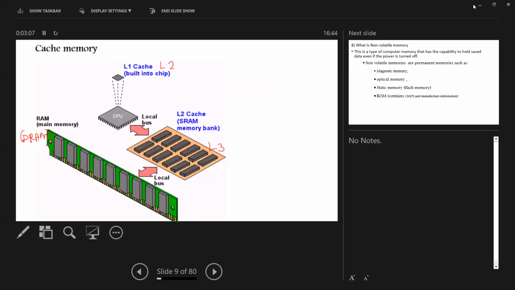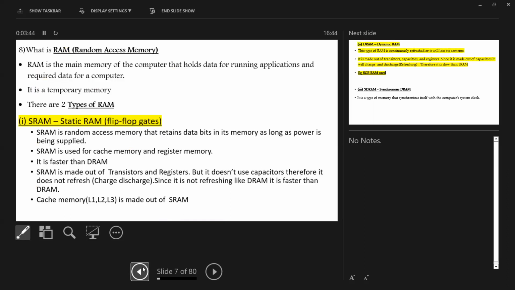When we check the RAM, this one is the DRAM, dynamic random access memory. I told you L1 cache and L2 cache reside with the processor, the CPU, and some L2 caches reside on the motherboard, and L3 resides on the motherboard. So that's all under random access memory. We'll copy down these two slides.